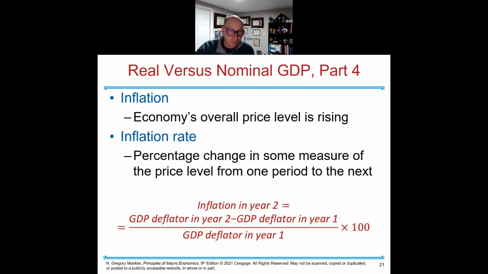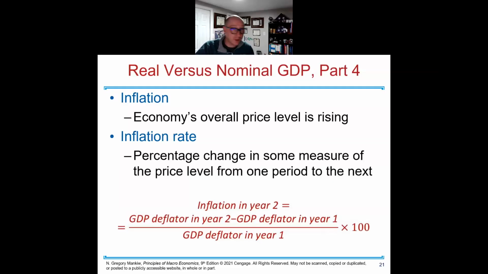So that's inflation. The inflation rate in year 2 is equal to the gross domestic product deflator in year 2 minus the gross domestic product deflator in year 1, divided by the gross domestic product deflator in year 1, times 100. That will give us the rate of inflation.